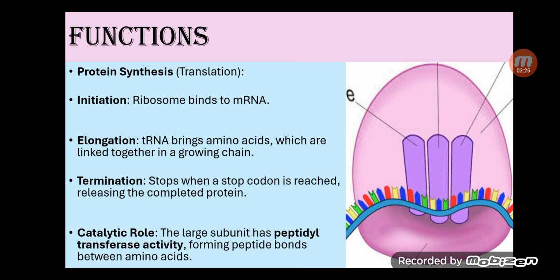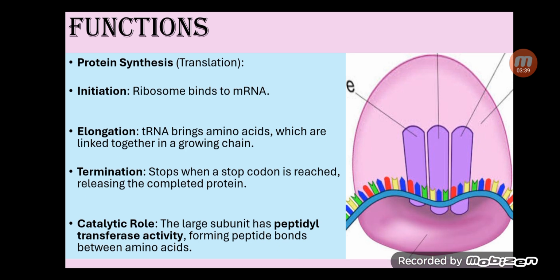And the second function of ribosome is catalytic role. The large subunit has peptidyl transferase activity that forms peptide bonds between amino acids. So it has two main functions. The first one is protein synthesis, and the second one is catalytic role during protein synthesis.